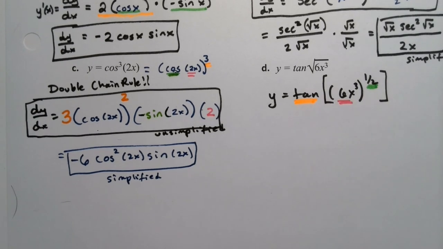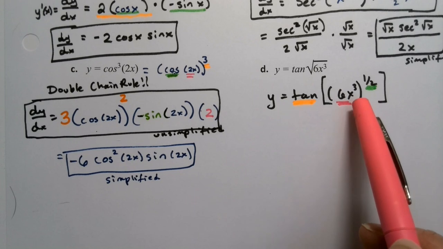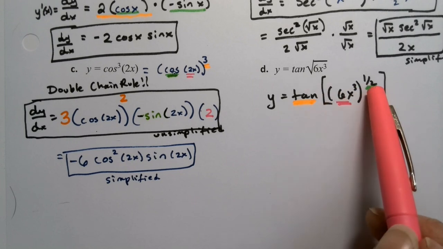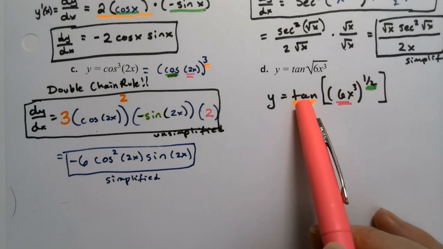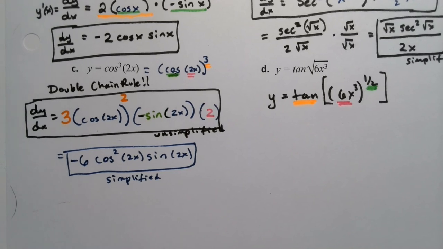So this is the outermost. This is the last thing that works on the x. So if you were substituting a number in for x, you'd cube it and multiply by 6. Then you take the square root of it. Then you take the tangent of it, right? So tangent's the outermost. Okay, so the derivative of tangent, yet again, is secant squared. So that hasn't changed since part B.